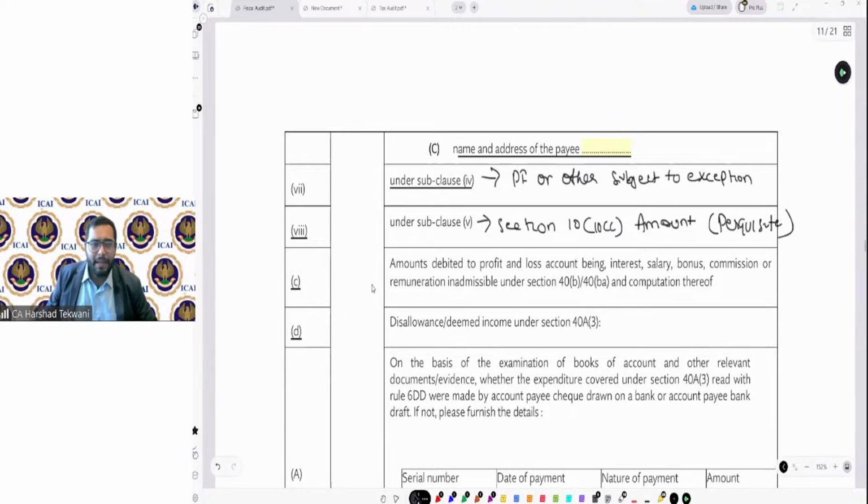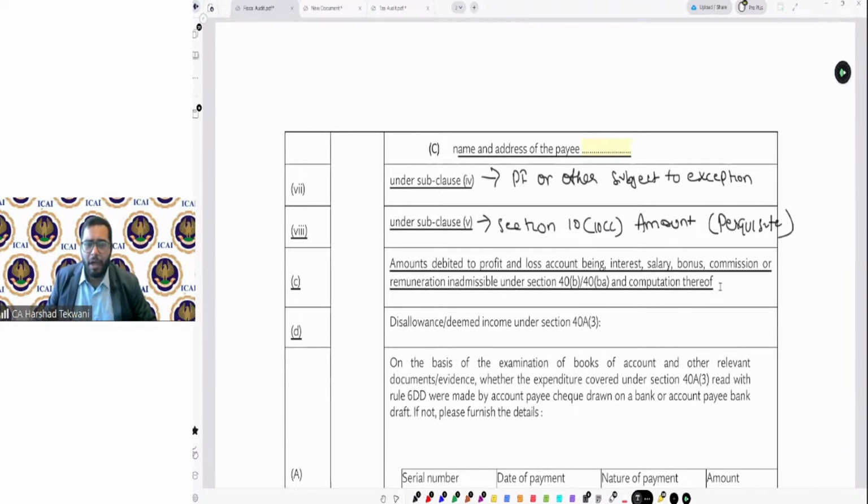Now, then it is the amount being debited to profit and loss account, being interest, salary, bonus, remuneration inadmissible under section 40, 40BA and computation thereof. 40B, in case of a firm assessable, any payment of salary or remuneration to a partner, there is a limit that is defined. And 40BA talks about the case of an association of persons, body of individuals other than a company. So if there is any amount paid as salary, bonus to them, partnership firm and association of persons, then the detail and calculation thereof.